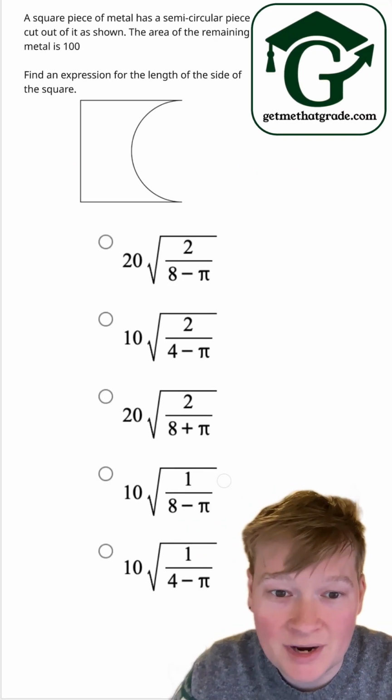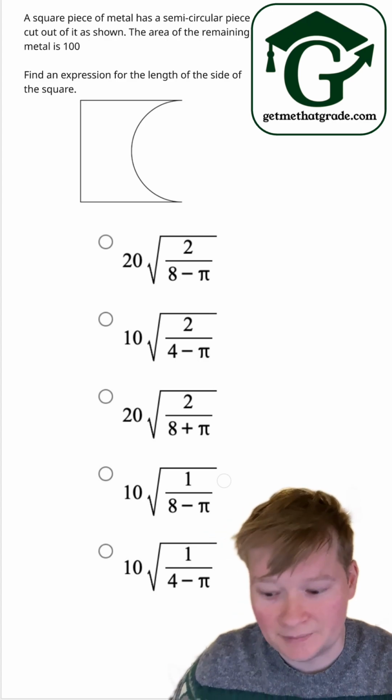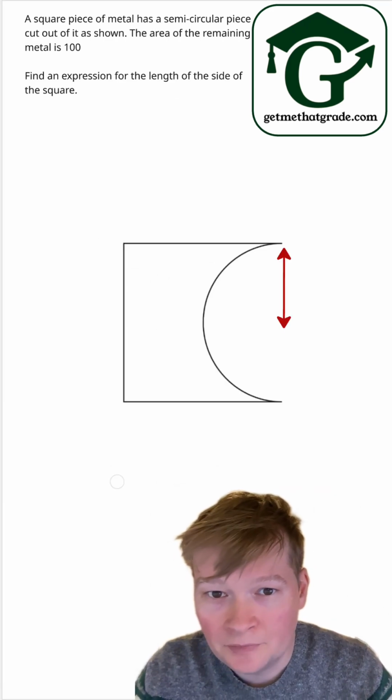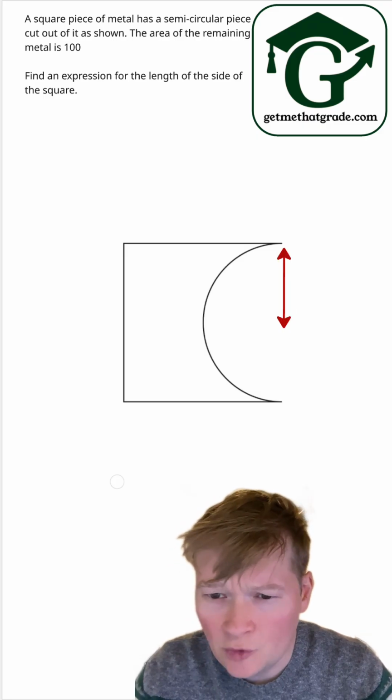In the ESAT Maths 1 exam, we get various options to choose from here. We need to find the right answer. Let's start by drawing a diagram. We don't know what the radius of this circle is, so I'm going to call that x.